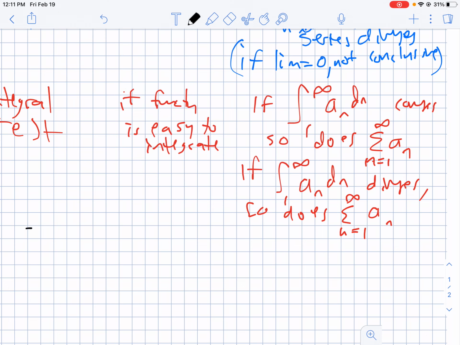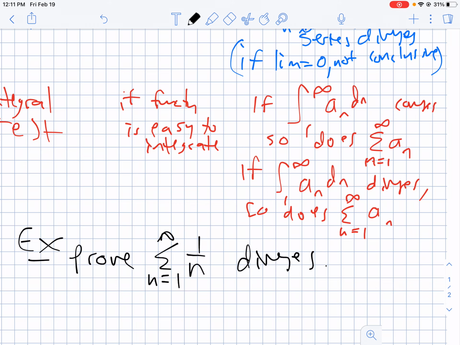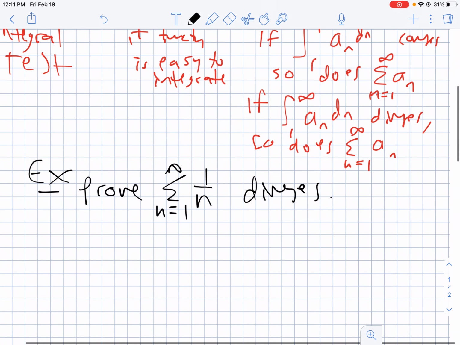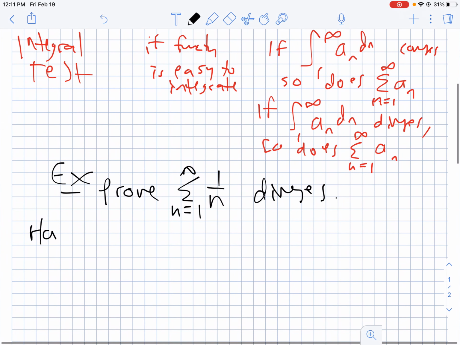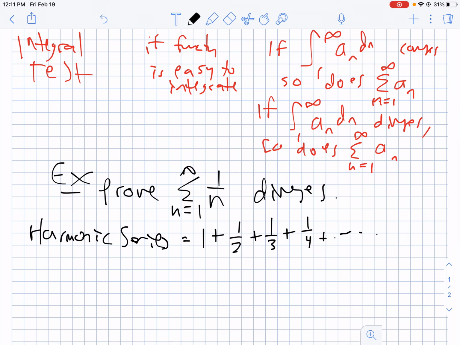First example: we're going to prove that the series from 1 to infinity of 1 over n actually diverges. By the way, this is probably the most famous series that we'll see in this class. It's called the harmonic series because it has applications to music. The harmonic series is 1 plus 1/2 plus 1/3 plus 1/4. If we had looked at this series with our prior test, taking the limit as n goes to infinity, you get 0, so it might converge.